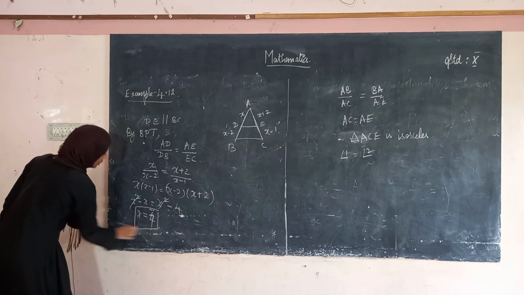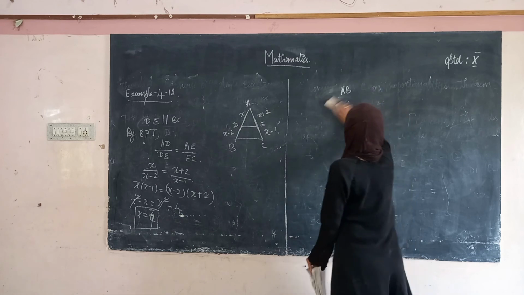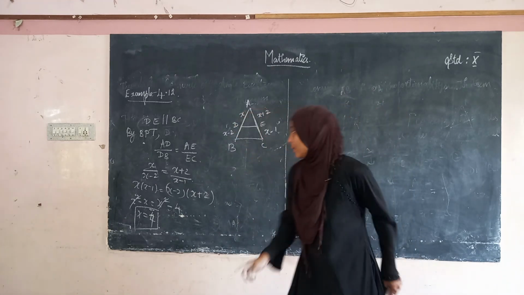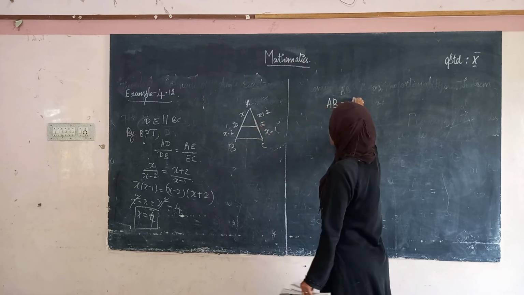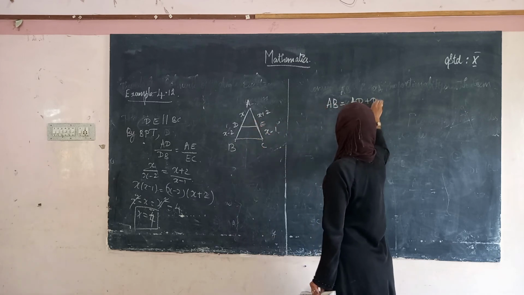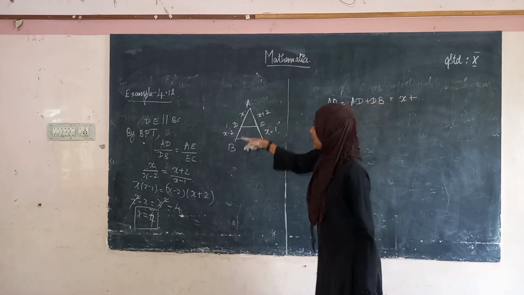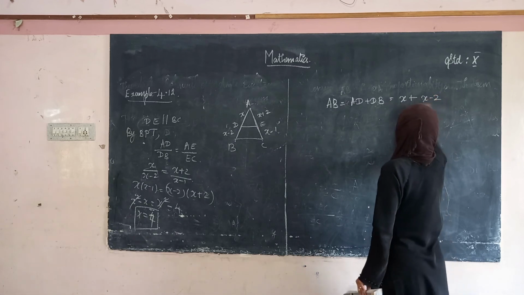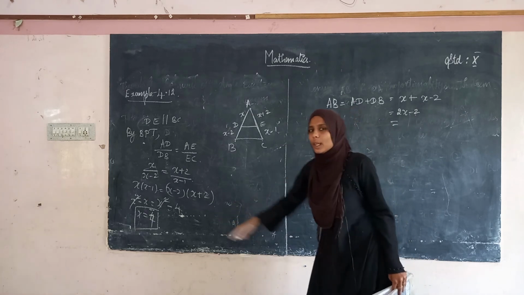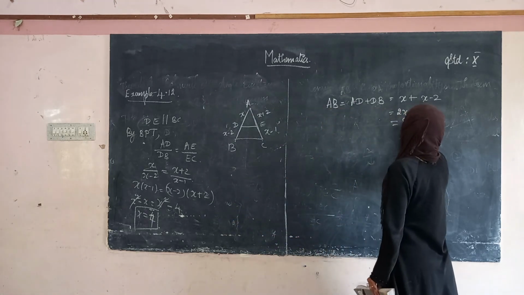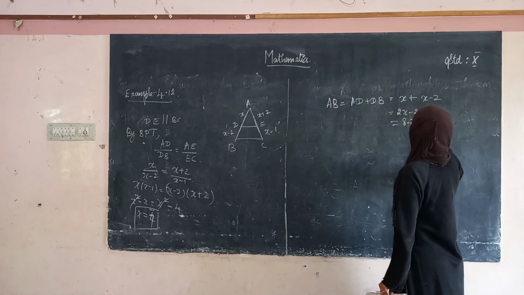Therefore X is equal to 4. The value of X is 4. What they have asked is to find AB and AC. AB is AD plus DB. AD is X, DB is X minus 2. X plus X minus 2 is 2X minus 2. X is 4, so 4 twos are 8 minus 2 is equal to 6. Therefore, AB is equal to 6 units.